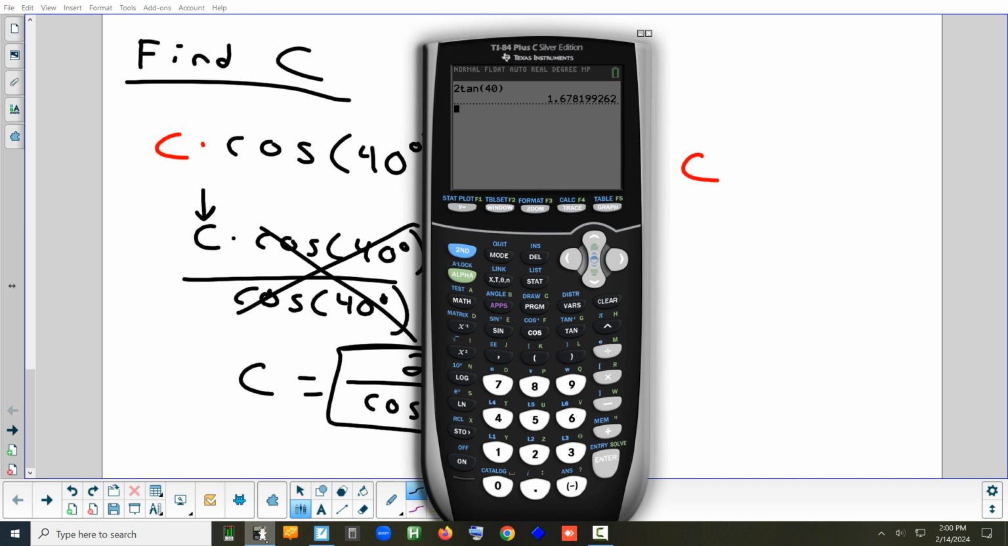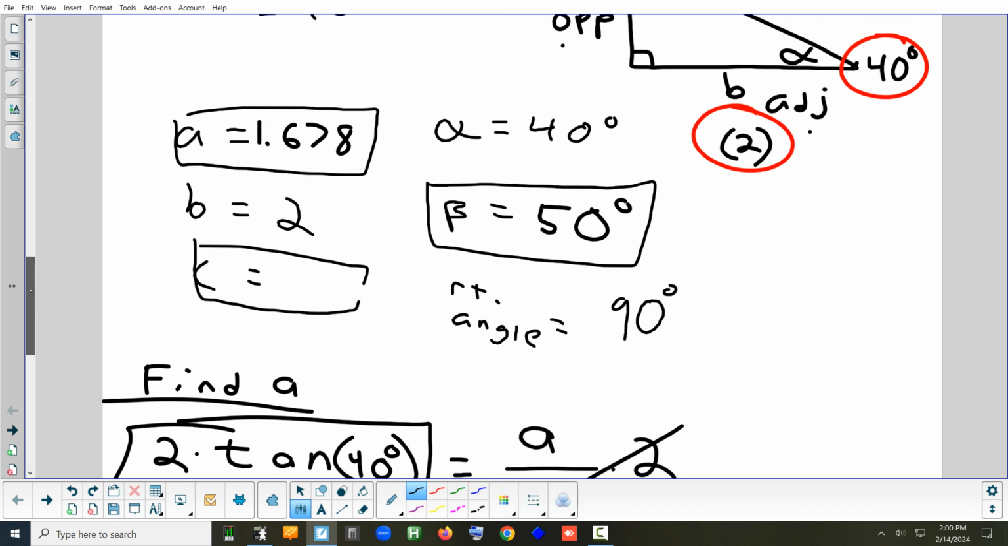All right, let's do it again. 2 divided by cosine 40. What would that be rounded to 3 decimal places? 2.611. Yep.